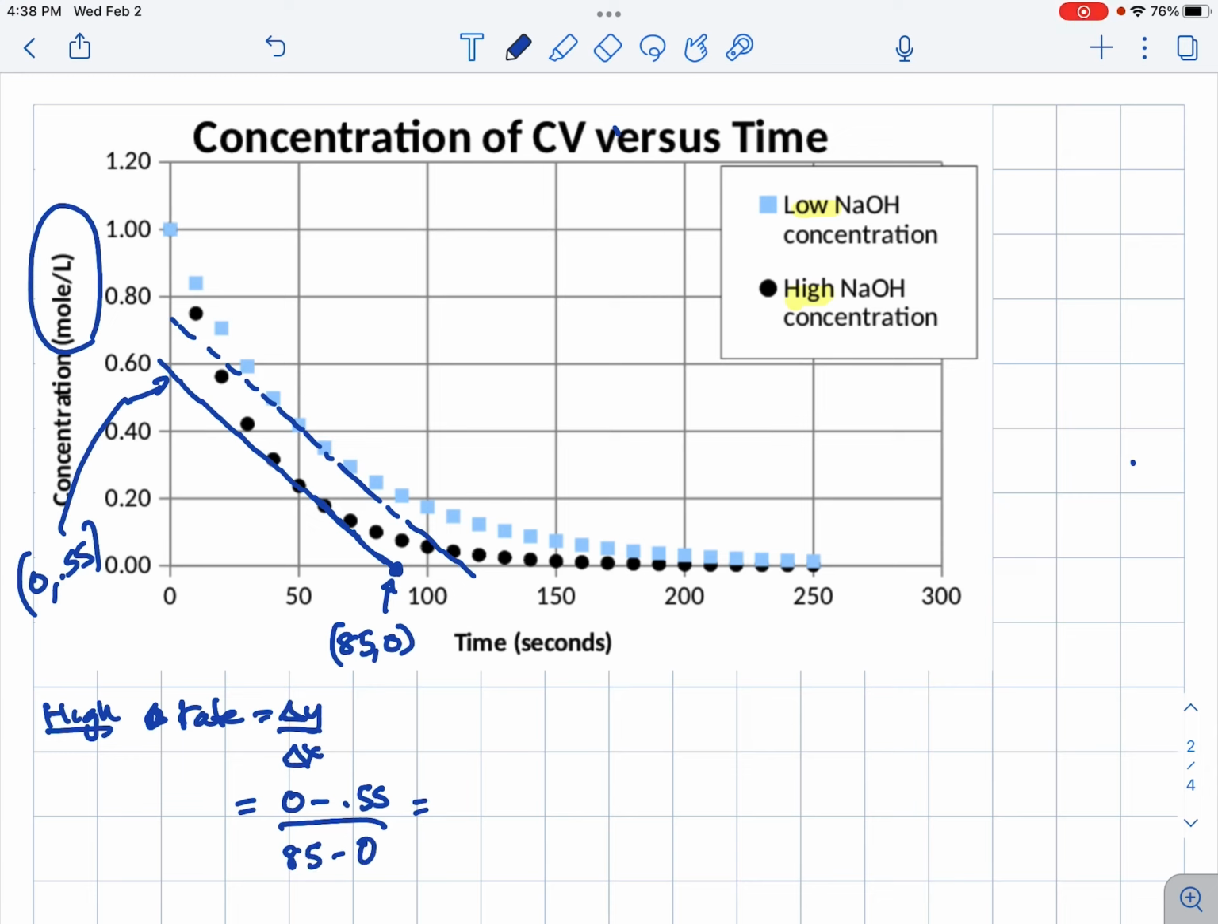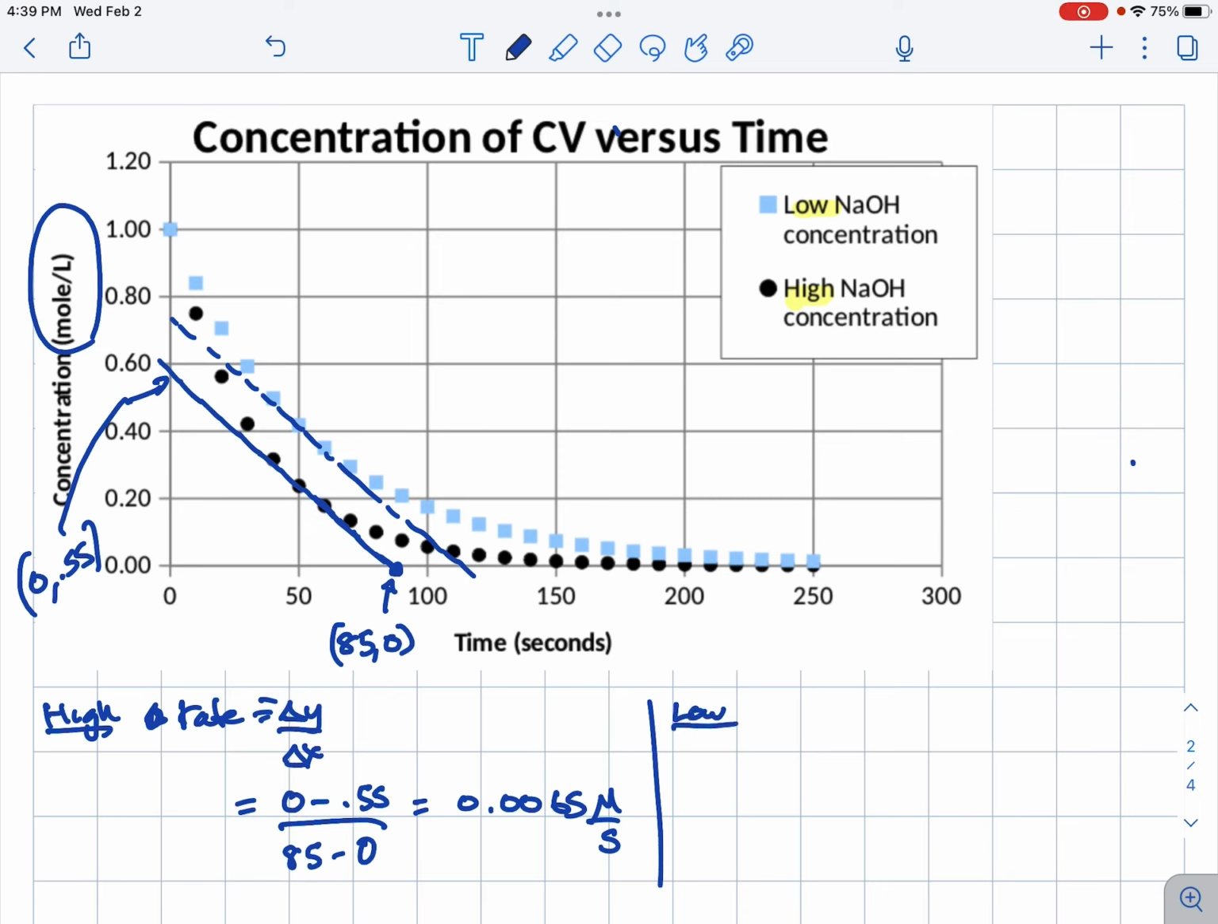All right. And it's a downward sloping line, but we know we want our rate to be positive. So we're going to ignore the fact that this gives us a negative number. Some textbooks will say rate equals the negative of this. You could also think of it as the absolute value. Either way is fine. Okay. All right. That's going to give me 0.0065, and that's molar per second. All right. So that's my rate for the high concentration reaction.